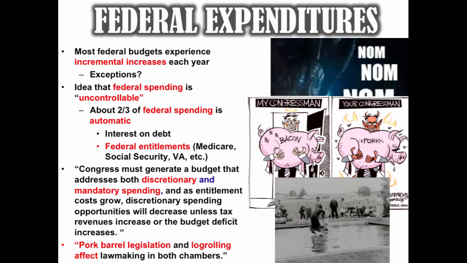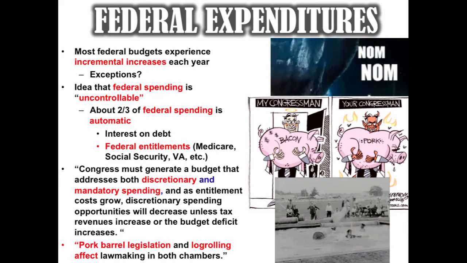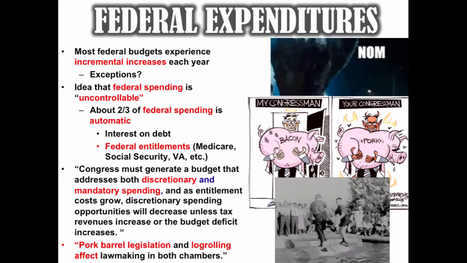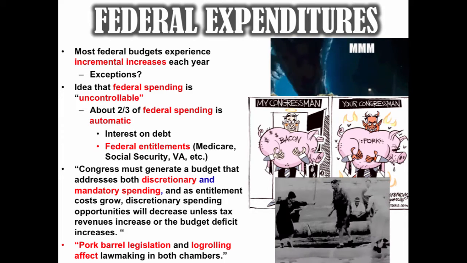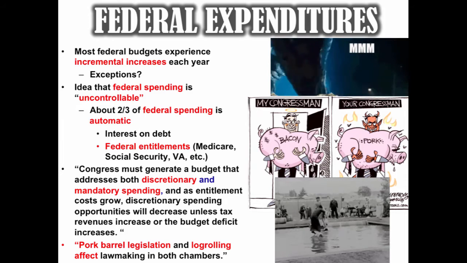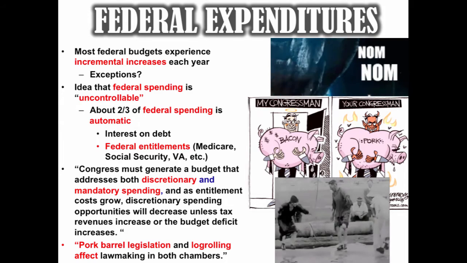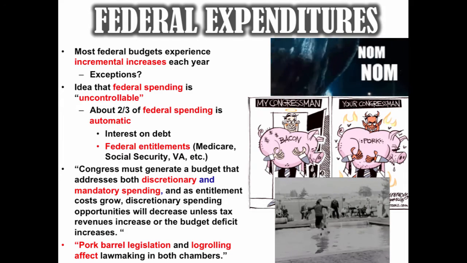The log rolling effect is an arrangement in which two or more members of Congress agree in advance to support each other's bill. And this is an informal pact between members to vote for each other's priorities, but this can also lead to increased spending that may or may not be needed.